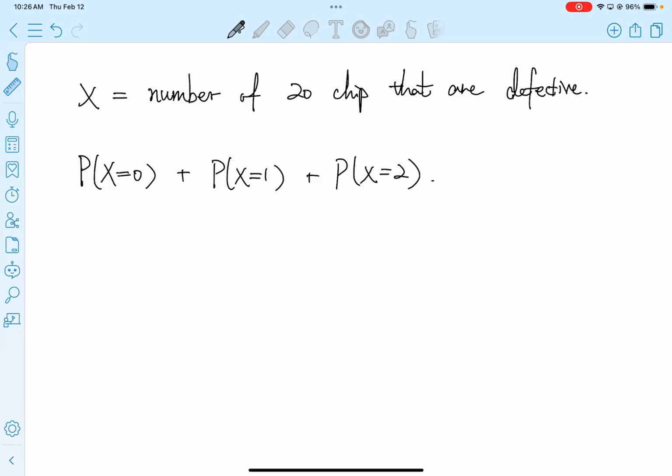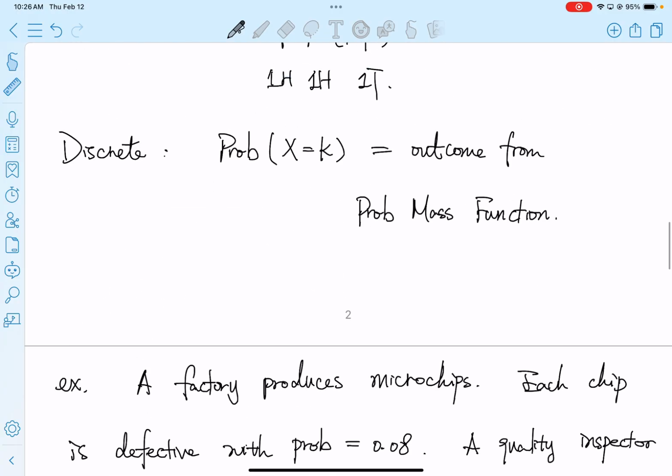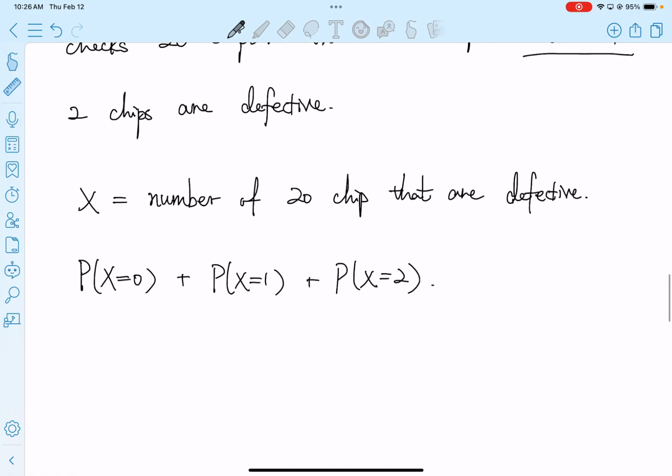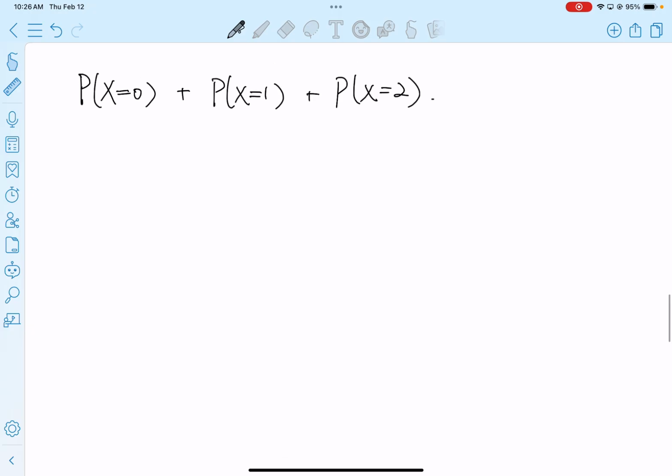For each probability that X equals something, we mentioned that the probability is just equal to the outcome from the probability mass function. So now let's bring in the binomial probability mass function to get the probability for X equal to 0, X equal to 1, and X equal to 2. Okay, for the first term, we identify that we need to use the binomial distribution. Then we will have 20 choose 0. It's like we flip 20 coins, but none of them land on head. Or in our case, we check 20 chips, and none of them are defective.